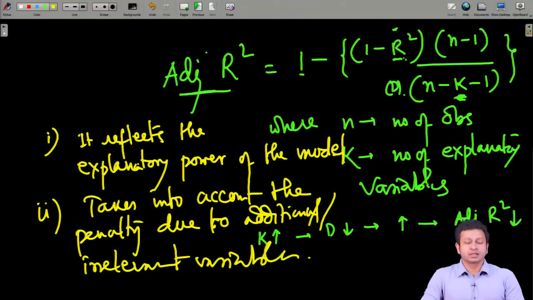So, this is how we should understand the role of adjusted R square in explaining a regression table. Thank you.